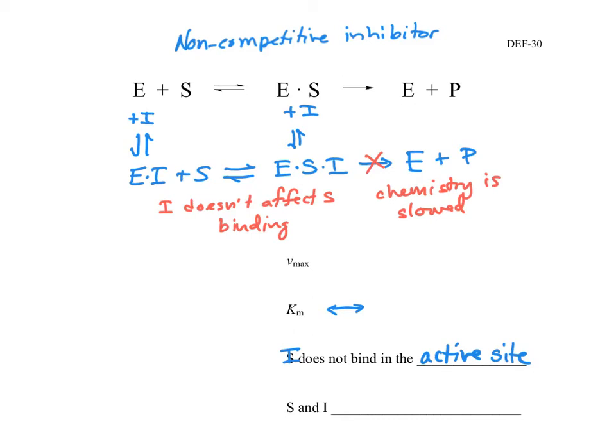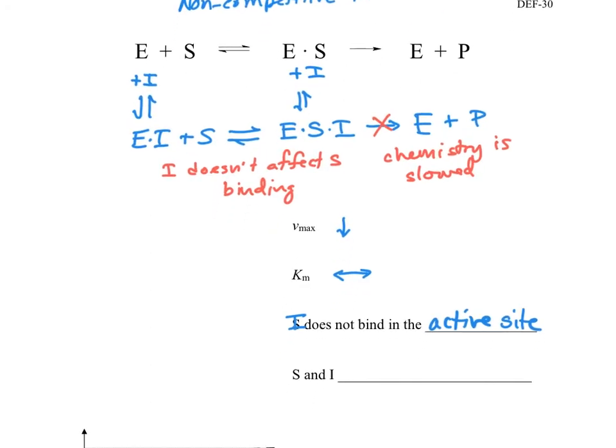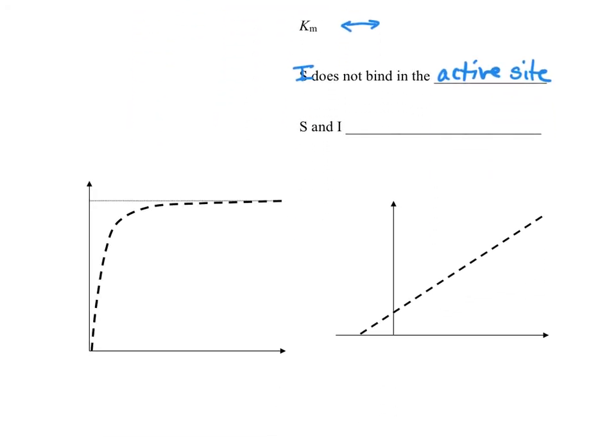Now let's look at the other part over here. This part, which is all about the chemistry, is slowed down or stopped. And that is reflected, the chemistry of course, the catalysis, the reaction rate, is reflected in the Vmax and Kcat. So in this case, the Vmax is going to be lower in the presence of an enzyme inhibitor that is non-competitive in nature. Okay, great. Let's continue on in the same way we did before. Let's go down to our graphs.